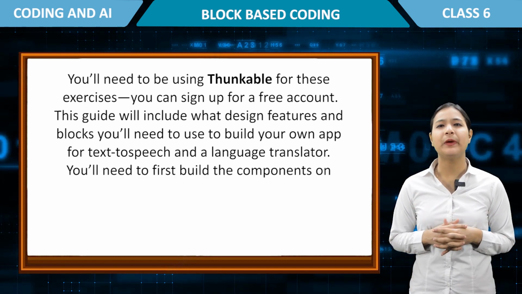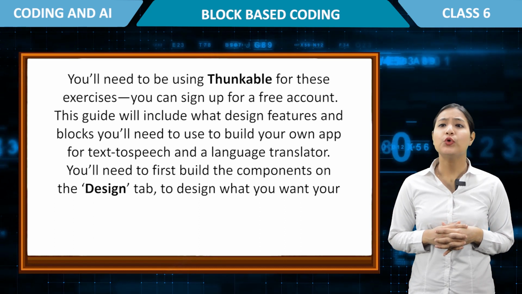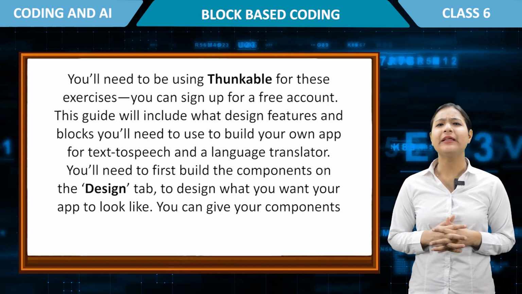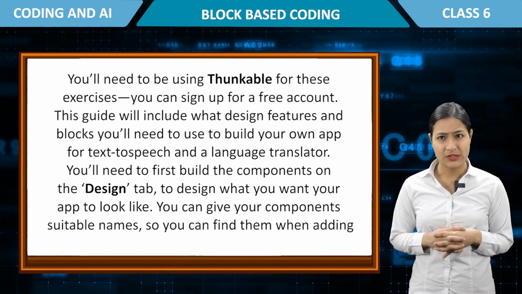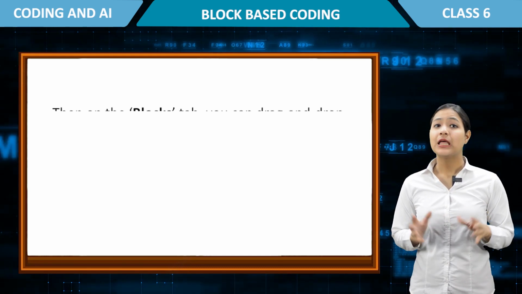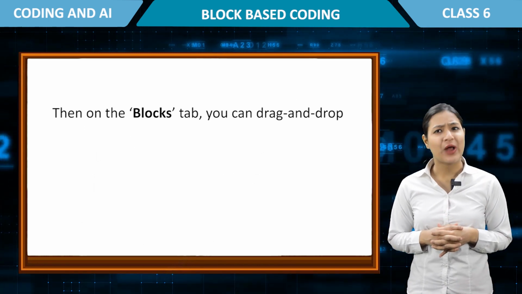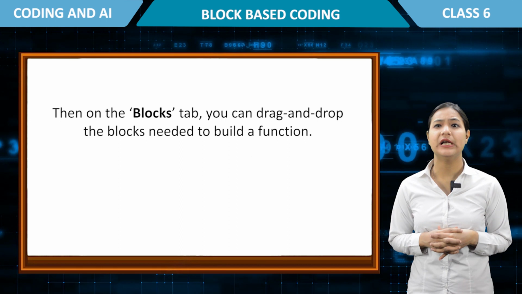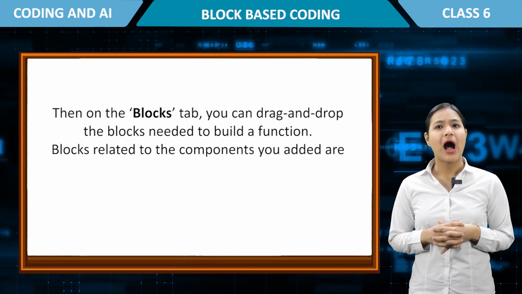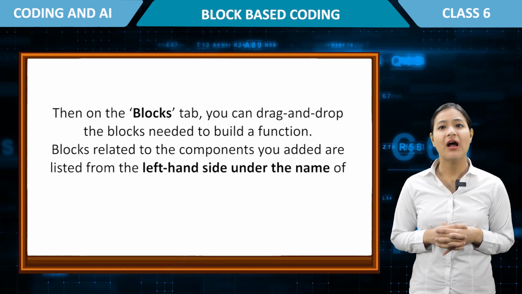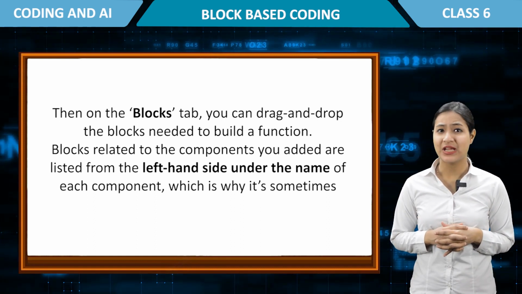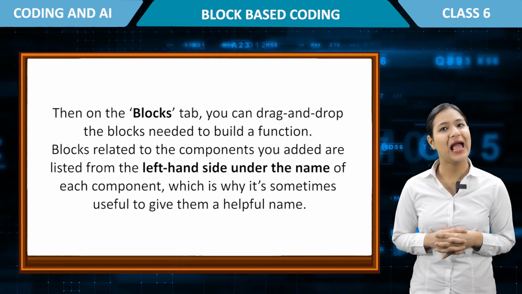You will need to first build the components on the Design tab to design what you want your app to look like. You can give your components suitable names so you can find them when adding your coding blocks. Then on the Blocks tab, you can drag and drop the blocks needed to build a function. Blocks related to the components you added are listed from the left hand side under the name of each component, which is why it is sometimes useful to give them a helpful name.